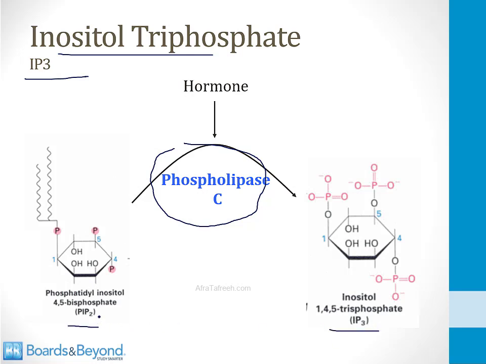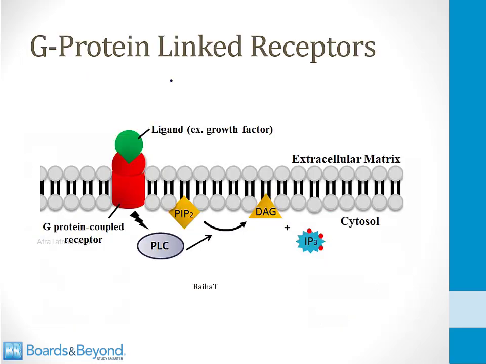PIP2 is phosphatidylinositol biphosphate. It's basically a ring attached to a long-chain fatty acid. What phospholipase does is function as a lipase and lop off the fatty acid. This leaves behind only inositol triphosphate, which is IP3, which can serve as a second messenger. Just like the cyclic AMP system, the IP3 system works through G protein-linked receptors.